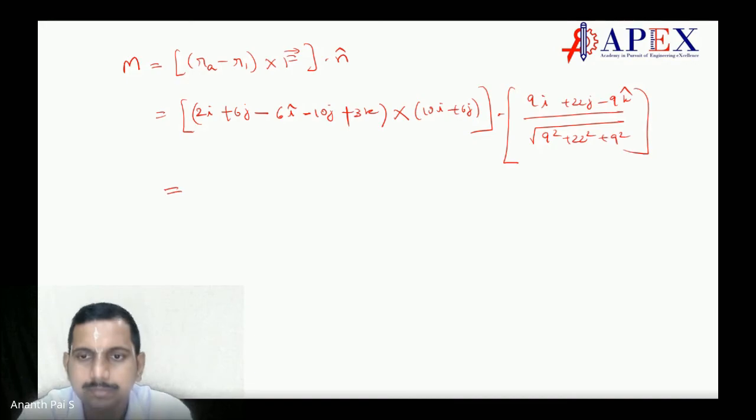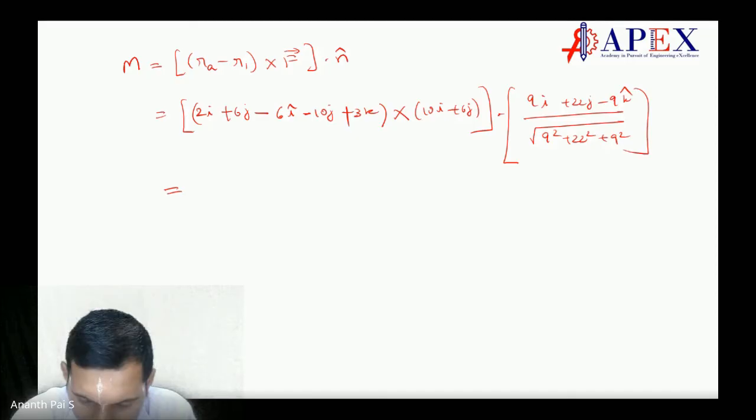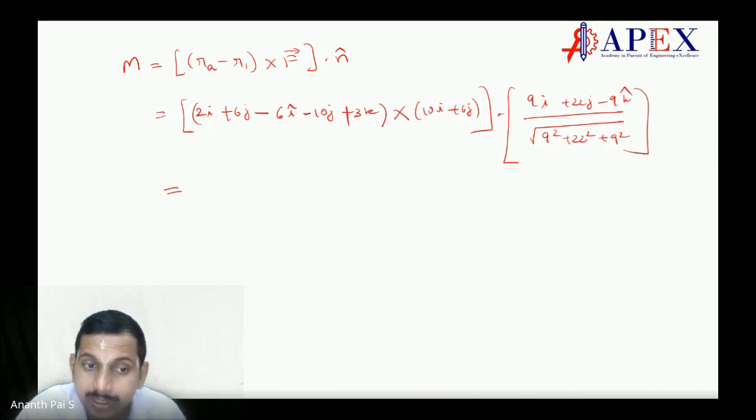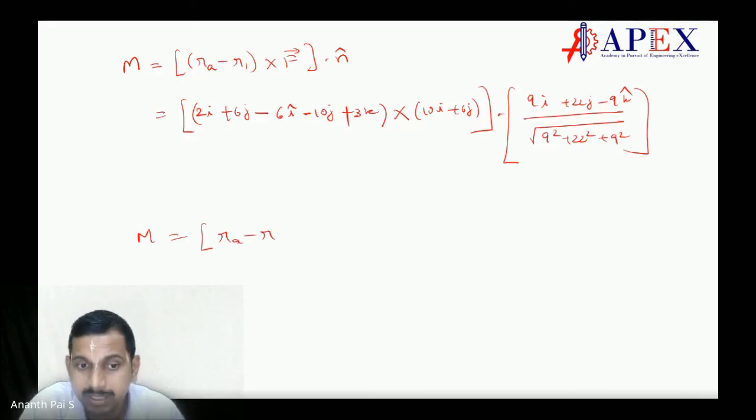Sir, I have a doubt. The moment of that force will be the same along any point on that axis, no? Yes. If you take, instead of RA minus R1, another example, do it for yourself. RA minus R2 also, you do crossed with F.